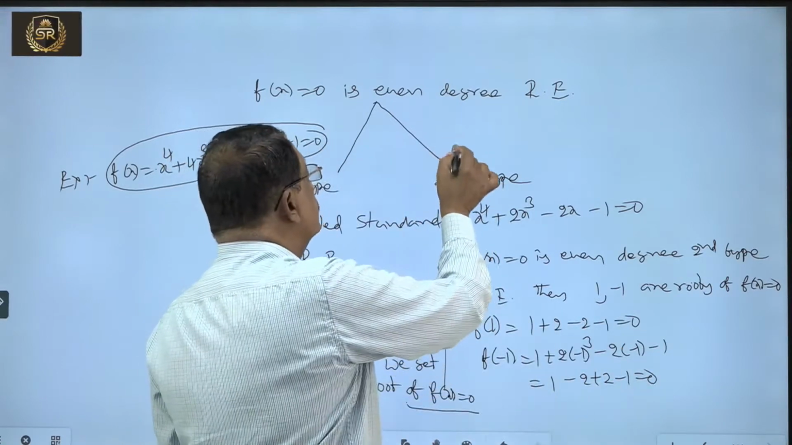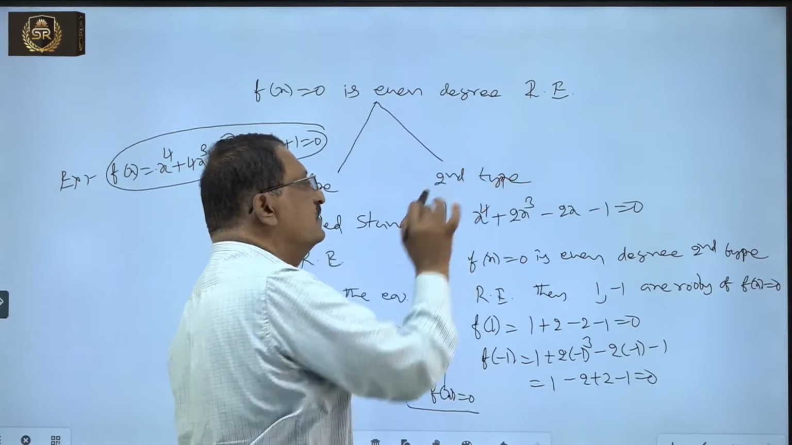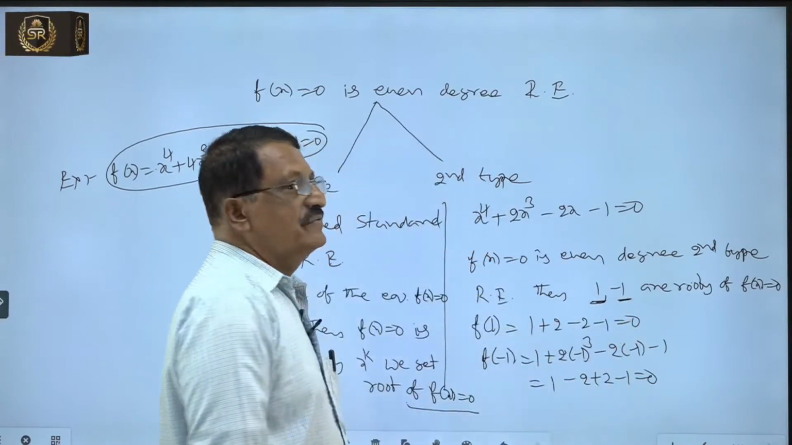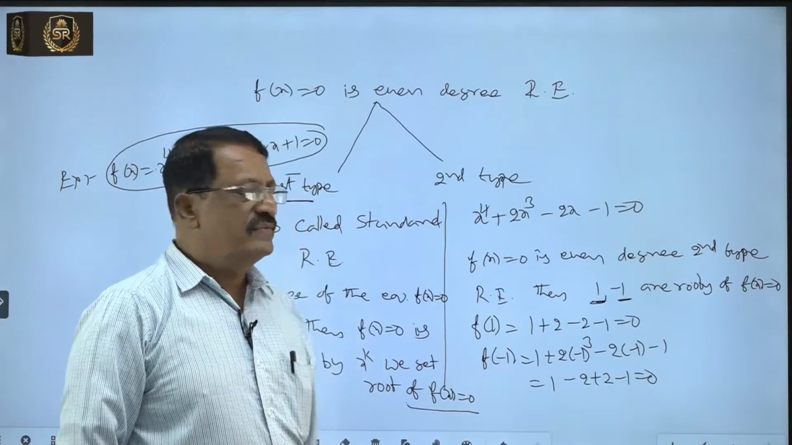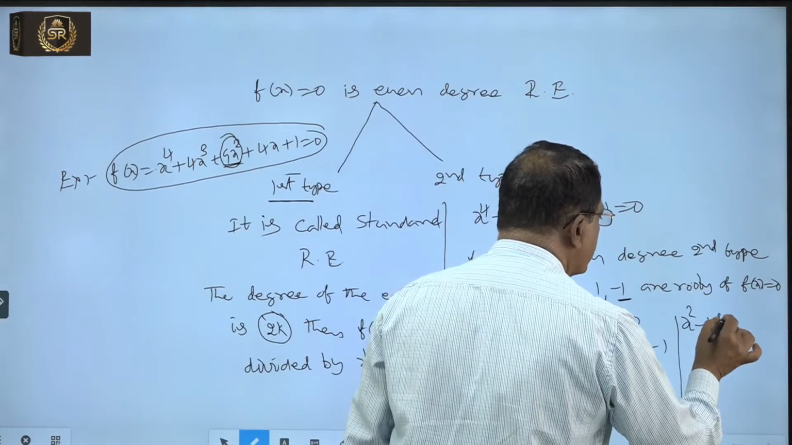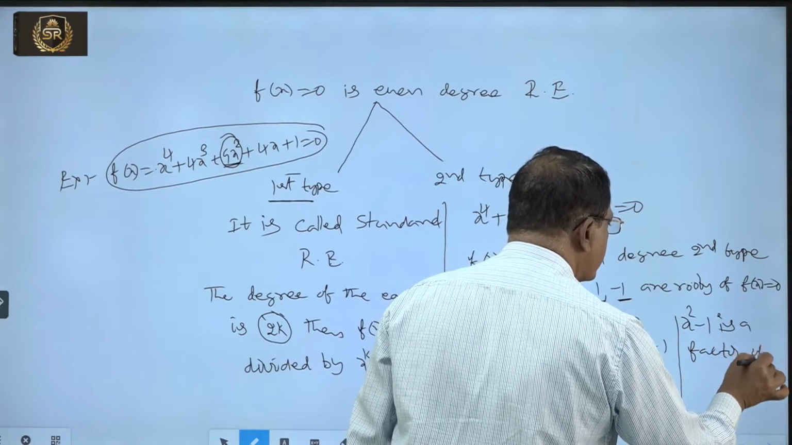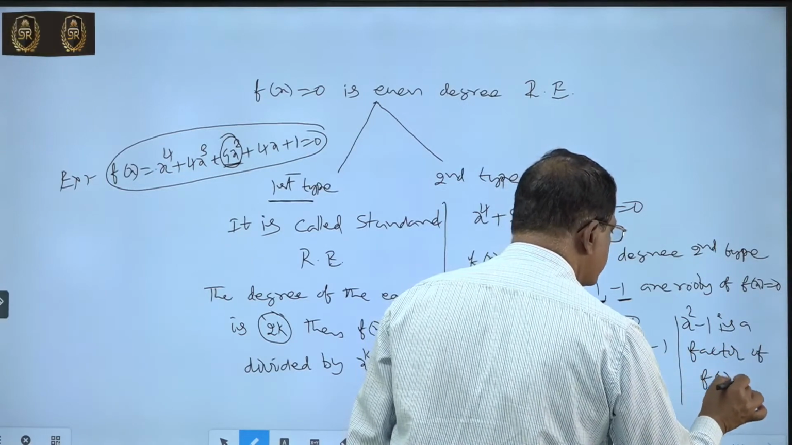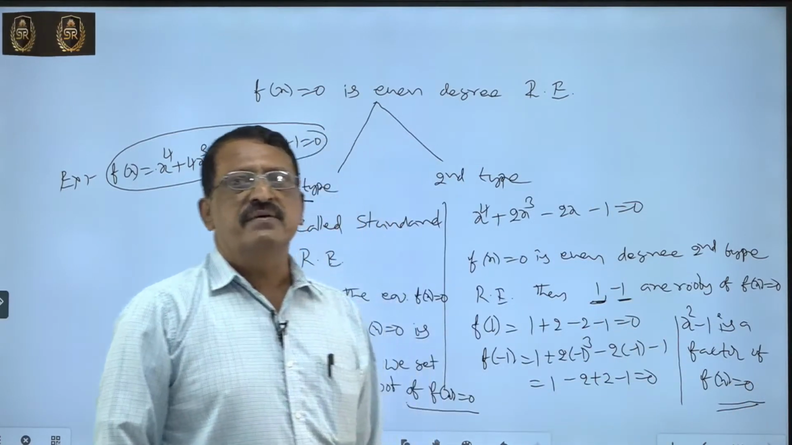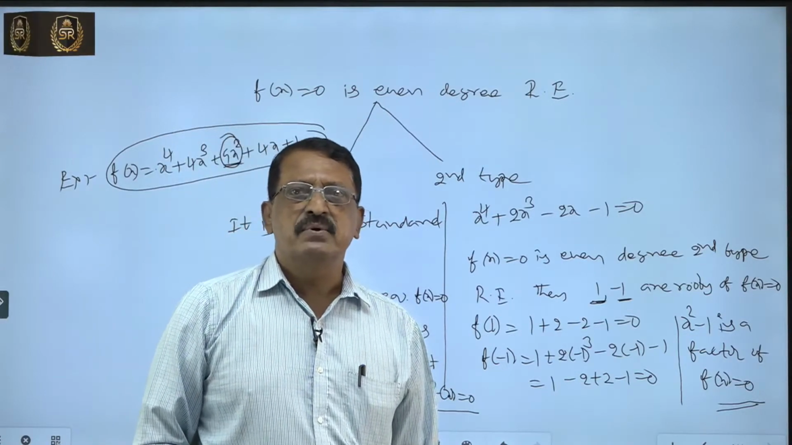Means if f of x equals 0 is an even degree reciprocal equation of second type, it compulsorily has two roots, 1 and minus 1. They are always roots of the equation. Otherwise, x square minus 1 is always a factor of f of x. Always x square minus 1 is a factor of f of x, if f of x equals 0 is an even degree second type reciprocal equation.